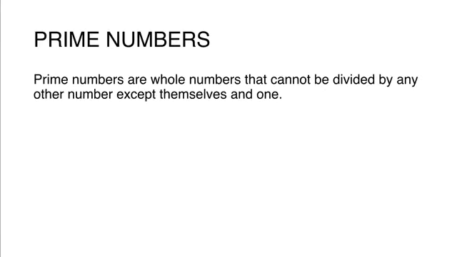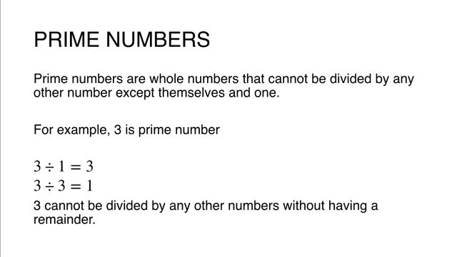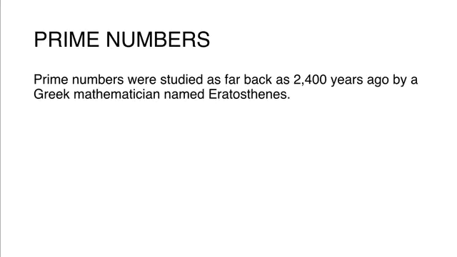Lesson on prime numbers. Prime numbers are a particular branch of whole numbers. They can only be divided without a remainder by themselves and 1. For example, 3 is a prime number because it can be divided evenly by 1, as can all numbers, and by itself, 3, without leaving a remainder. 3 cannot be divided by any other numbers without having a remainder.